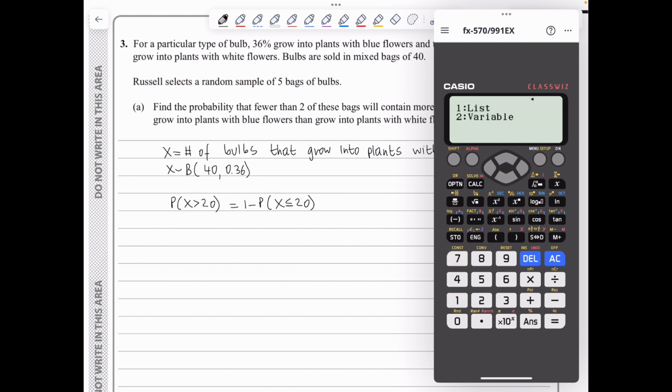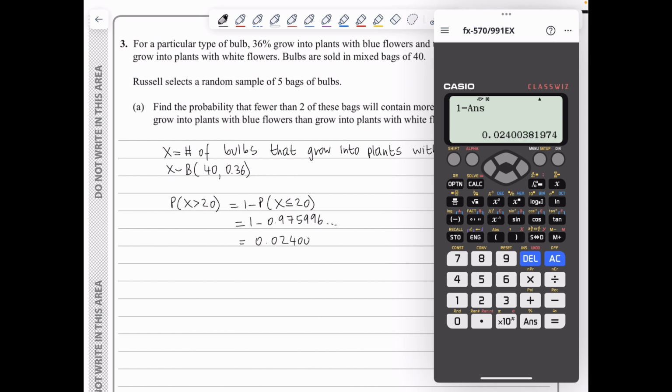It's option 2 variable. My x is 20, my n is 40, and my p is 0.36. This will give me the probability of x less than or equal to 20. So it's 1 minus 0.975996... So I go to menu option 1. So if I do 1 minus the answer, I get 0.02400. So let me write this down.